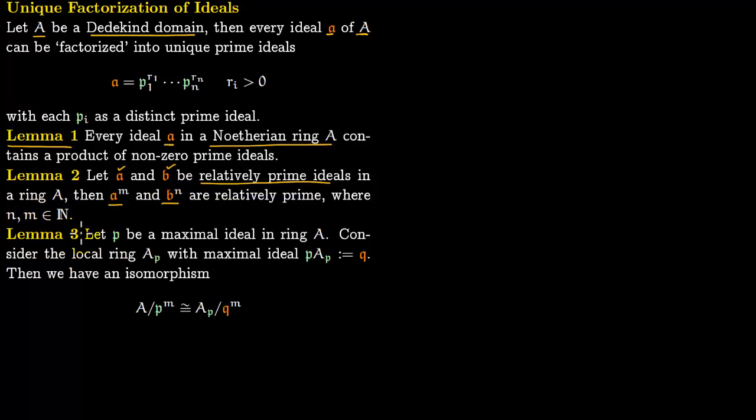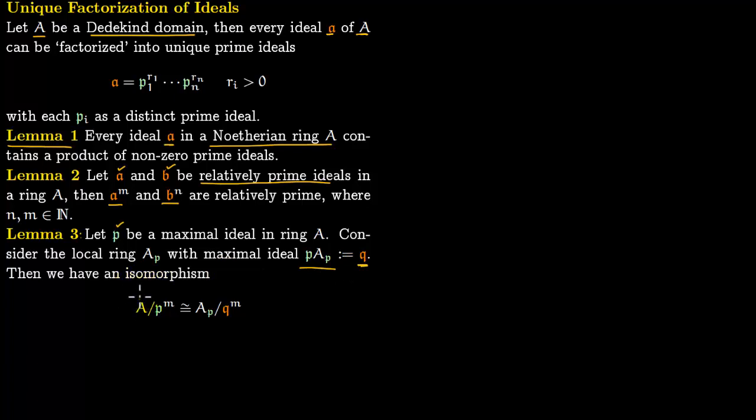The third lemma which we will use is this. Say you have P, a maximal ideal in a ring A. You can always localize with respect to this maximal ideal. So you consider the corresponding local ring A_P. Maximal ideals are prime, so therefore you can always localize. Now this local ring has a maximal ideal which is just PA_P. This we denote by Q here.